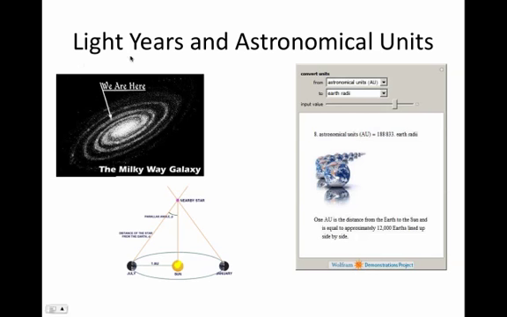One is light years, which is pretty easy to understand. A light year is simply the distance that light would travel in a year. And the other is an AU, which is an astronomical unit. And an astronomical unit is the distance from the Earth to the Sun.